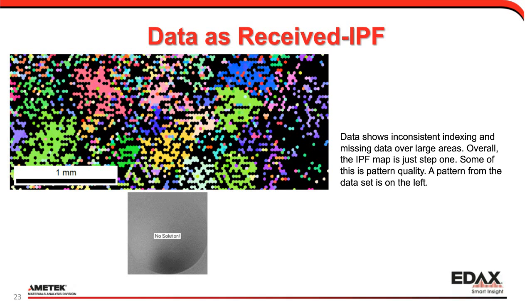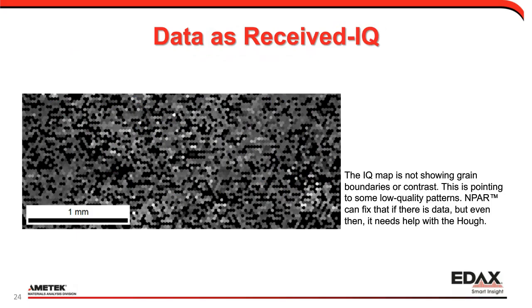Again, some of this is pattern quality, it's the pattern as collected. So I need to go ahead and do a better job, but I don't do a better job just by collecting it. I can use things like NPAR to pull that out. And this right here is the IQ map, and here again, I can see nothing really good. The IQ map is basically saying, hey, I don't have much information in my patterns, and because of that, I'm having trouble indexing it. While the patterns are low quality, things like NPAR can really fix up this data, but even then, it still needs help with the Hough.